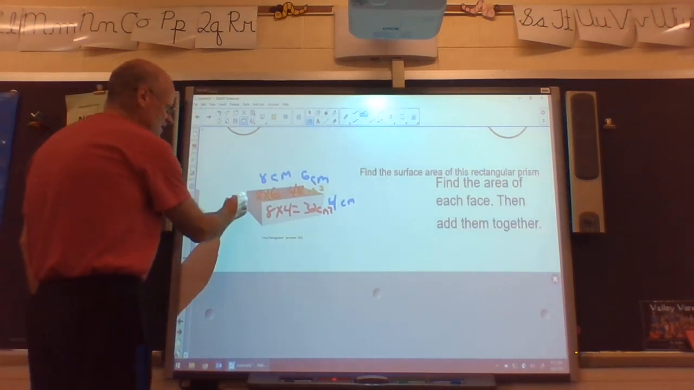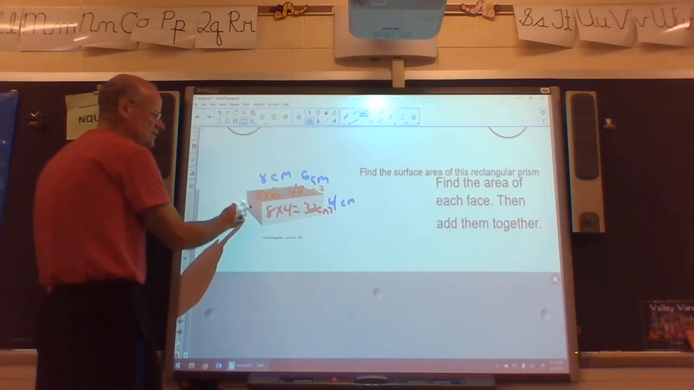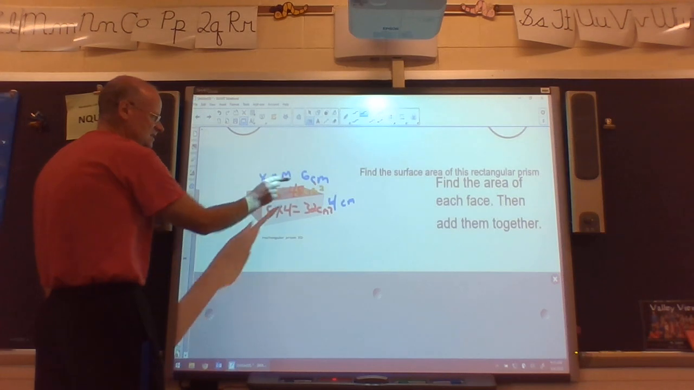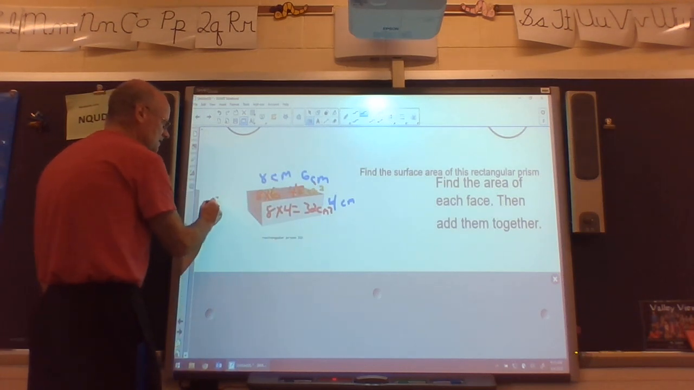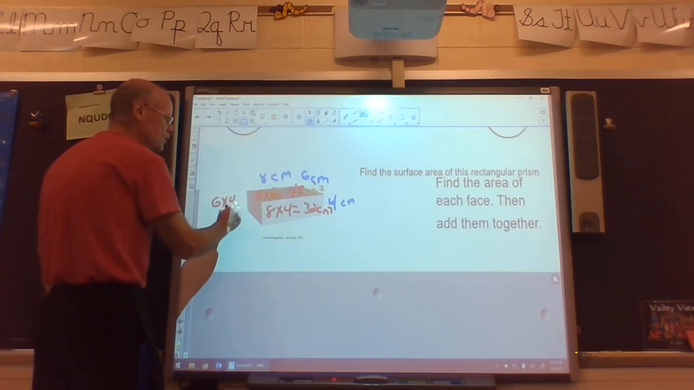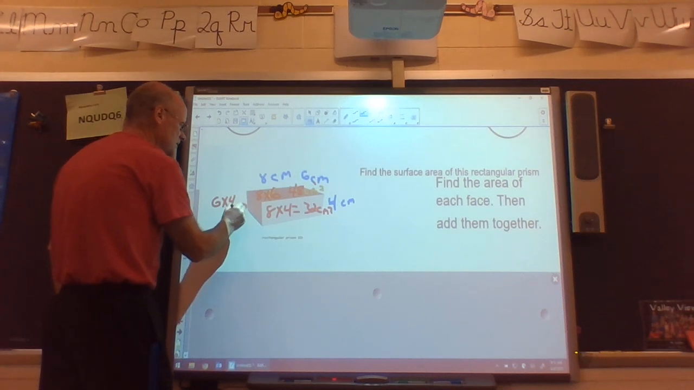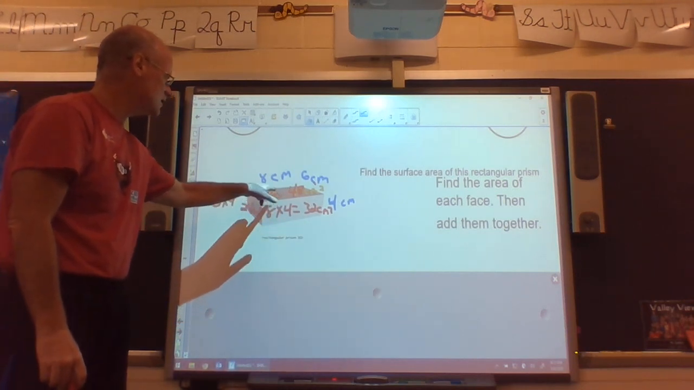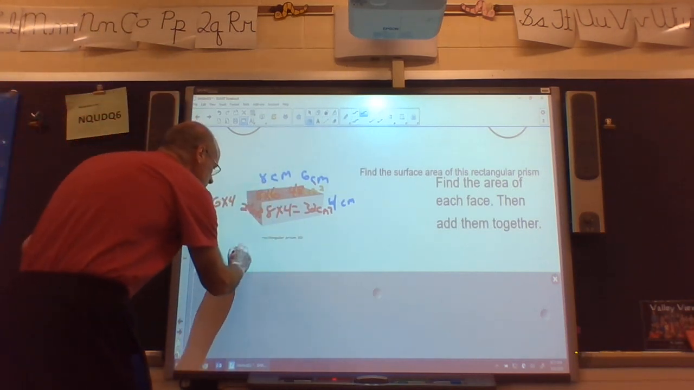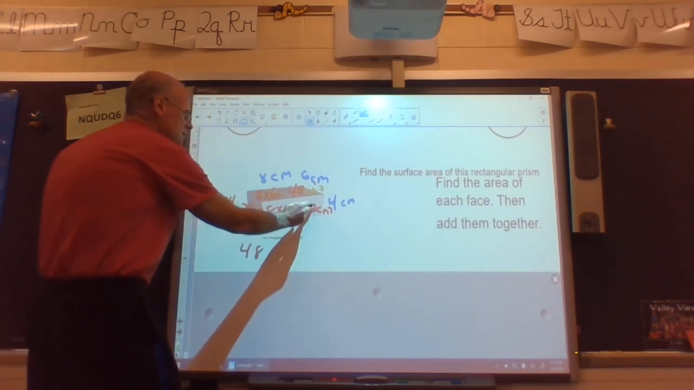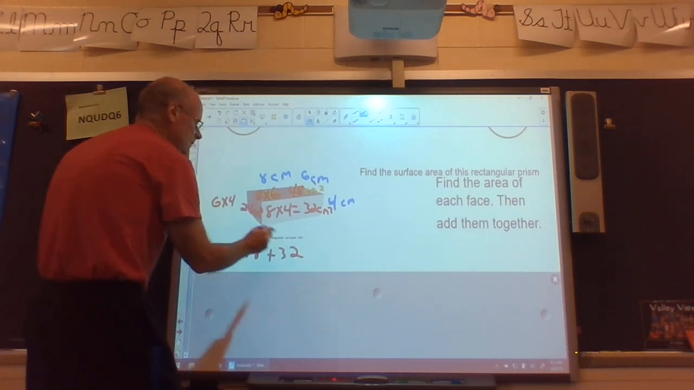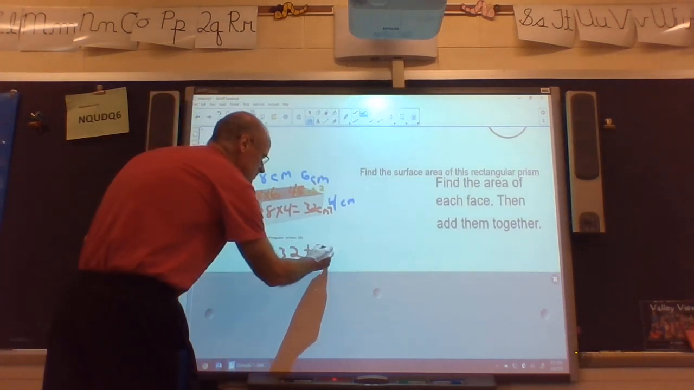And then I have to find this face on the end. And this face, I know it's 4 high because I have the 4 from here. And I know it's 6 deep because I have the 6 from there. So I have 6 times 4. So 6 times 4 is 24 centimeters squared. So I figured out that this face is 48 centimeters squared. This one is 32 centimeters squared. This one is 24 centimeters squared.